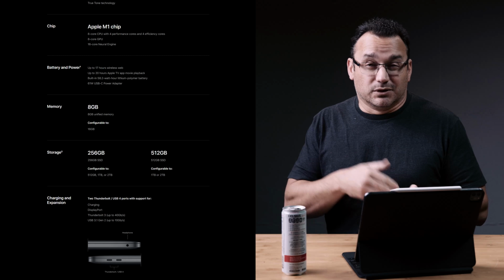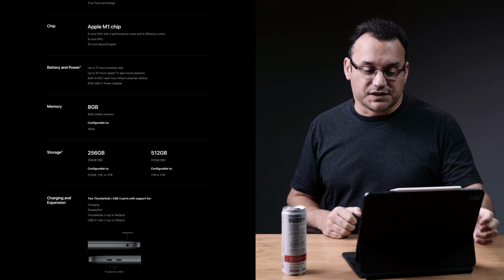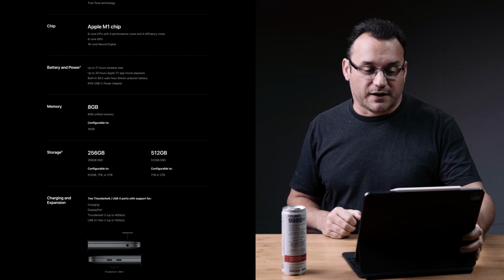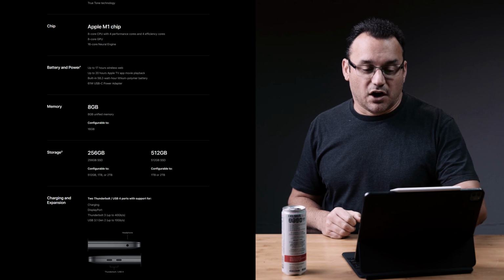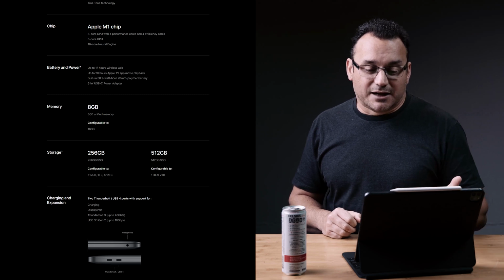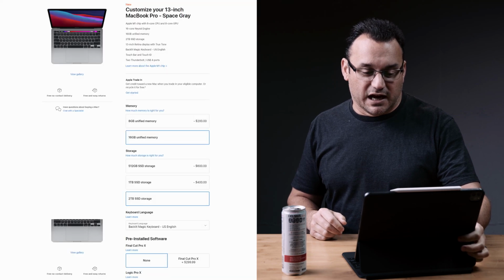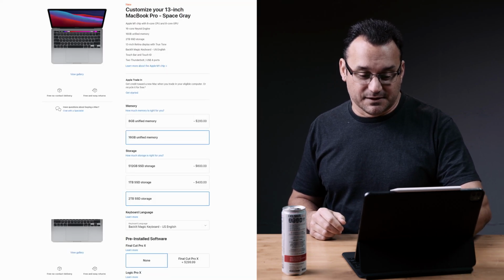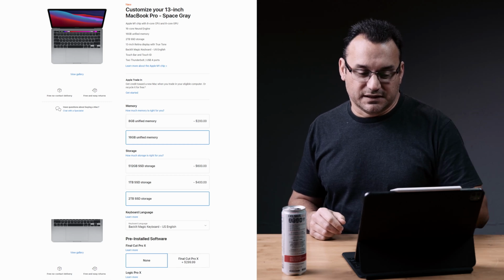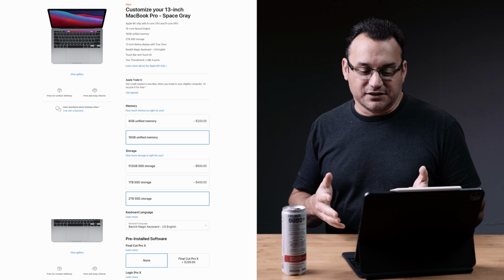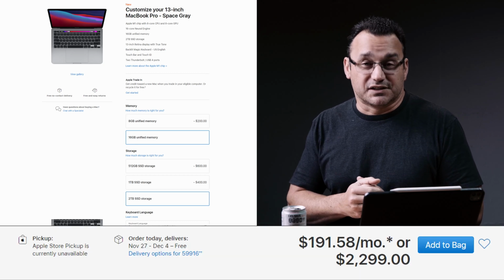RAM is only available at 8 or 16, and then of course you can configure the hard drive up a little bit as well. So the price of a MacBook Pro, if you went with the higher end MacBook Pro 13 inch, you can add in the 16 gigs of memory and add in, I'd say maybe somewhere in between 1 terabyte and 2 terabytes is where that $2,000 falls.